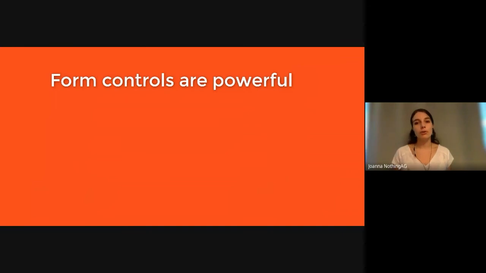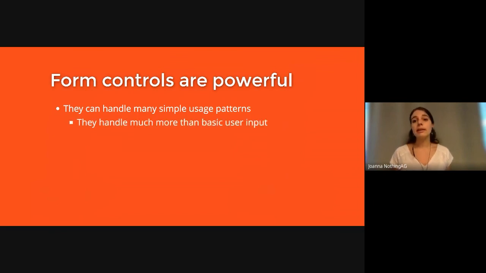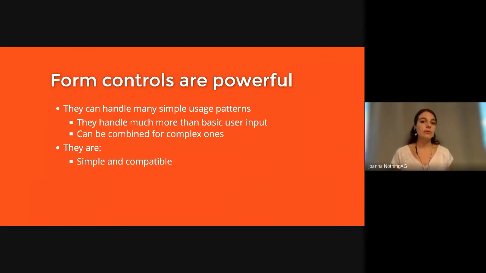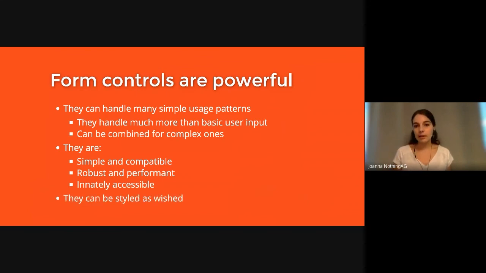Form controls are very powerful. I guess you knew already that traditionally they are used alone for simple usage patterns. But today, you saw that they can handle much more than basic user input. For example, you can combine them together to reach a complex use case. What makes them so powerful from an accessibility perspective is that they are simple and compatible, robust and performant, which means that, all in all, they are accessible out of the box. Finally, apart from few exceptions like the select tag, they can be styled as you wish, so you can implement fancy design while still remaining accessible.